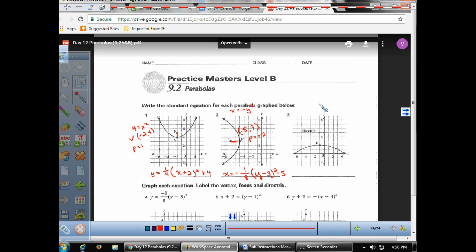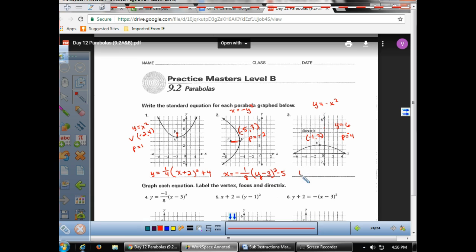Okay, the next one opens down, so I know it's y equals -x squared. So I have a vertex at -1, 2. And the directrix, it looks like, is at 1, 2, 3, 4, 5, 6, so at y equals 6. So I'm going from a y of 2 to a y of 6. That means P is simply 4, but it's actually going to be negative because it's opening down.